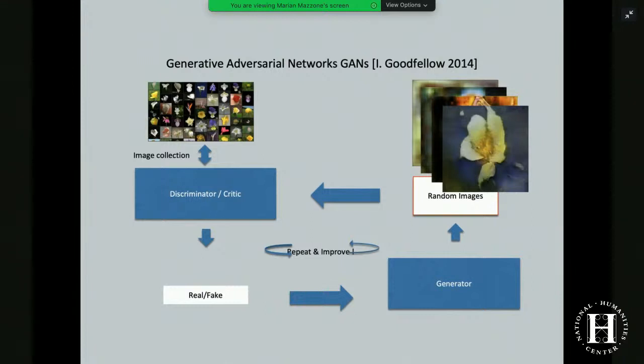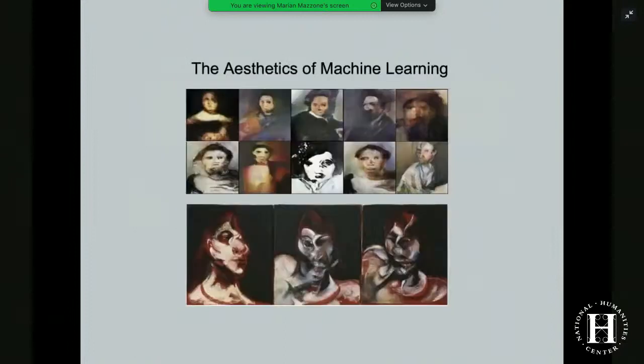However, there are certain aspects you have to think about here. So if you move to the next slide, the top images here show what these kinds of machines can generate if we give them classical portraits from Western art.